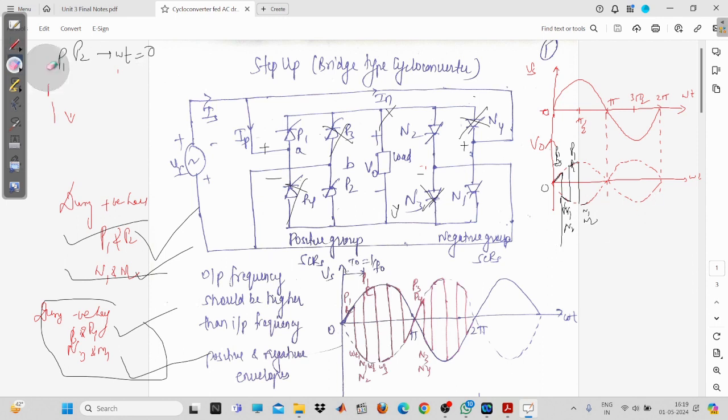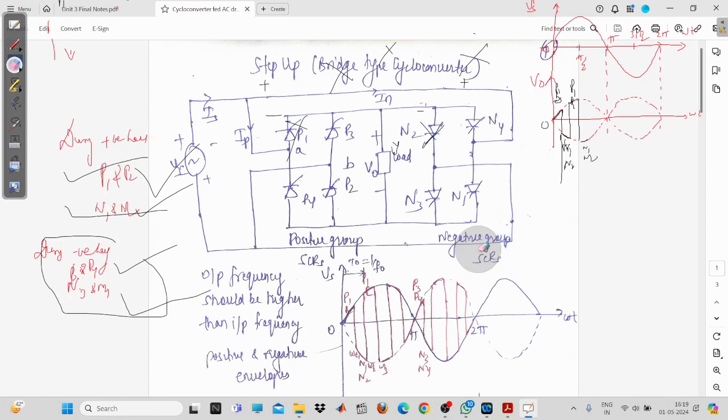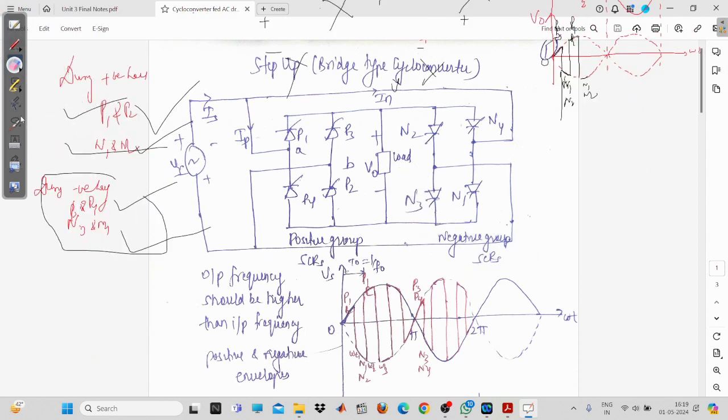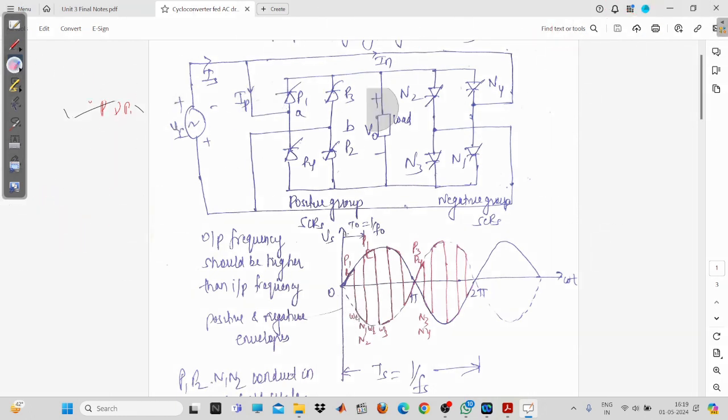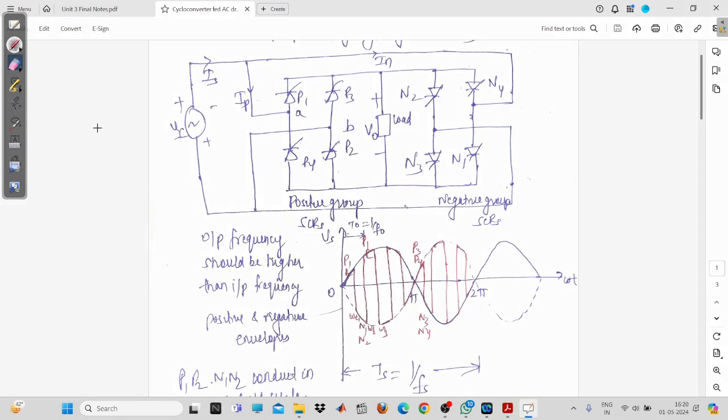So I think we'll come here and try to understand, because I have already drawn the waveform for you. I'll remove this for better understanding. Okay, so you can see that during the positive half, P1, P2 and N1, N2 are going to operate. So at omega t equal to 0, you are giving gate pulse to P1 and P2. So what is going to happen? V0 is directly connected to the source voltage, and it is going to follow the nature of the source voltage. So this is the period. You can see P1 and P2.